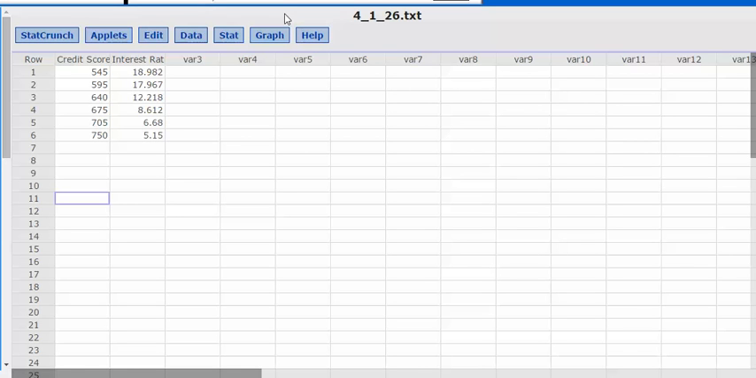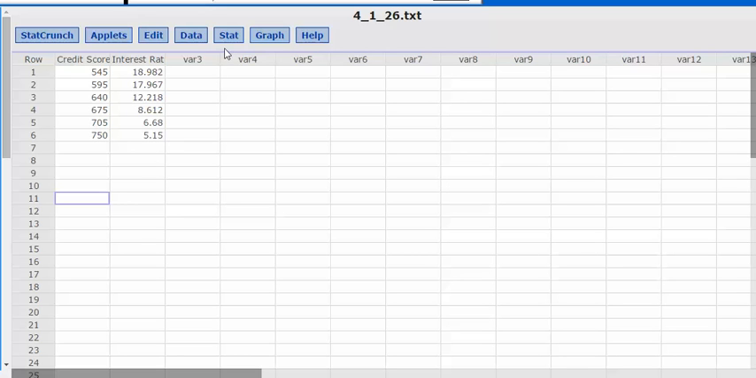This is a short video on how to calculate the correlation coefficient in StatCrunch. I have this data, credit score and interest rate, and I want to see how correlated the data is. Obviously, you can see that as the credit score increases, the interest rate decreases, and that should indicate a negative correlation, since we know that correlation and slope are very similar. They have the same sign.